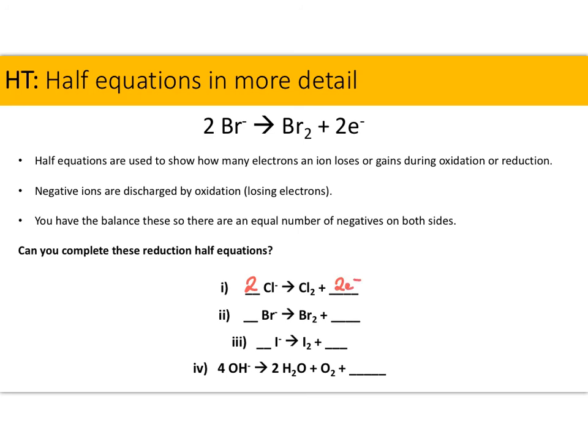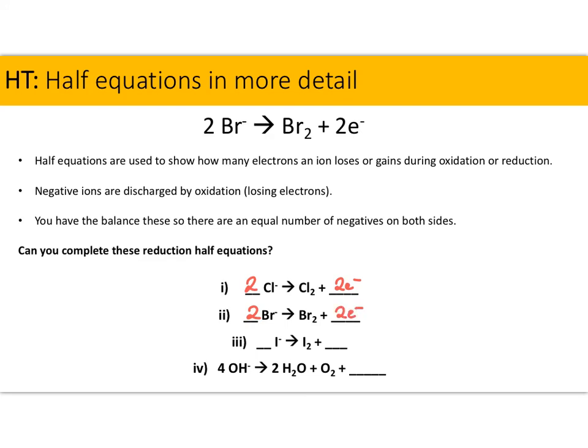We've got 1 bromine on the left and 2 bromines on the right. So we're going to have to put a 2 in front of the Br-. Again, we've got a -2 charge on the left and a 0 charge on the right. All we can do is decrease charge by adding electrons. So we need to bring the right-hand side down from 0 to -2. So we're going to add 2 electrons.